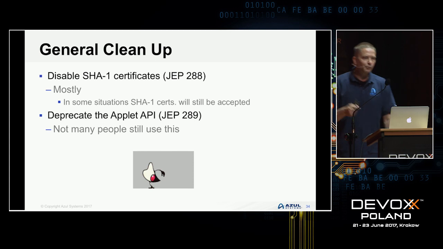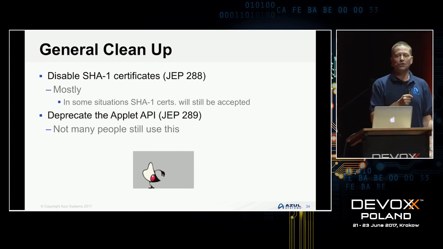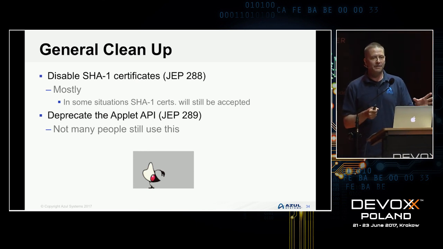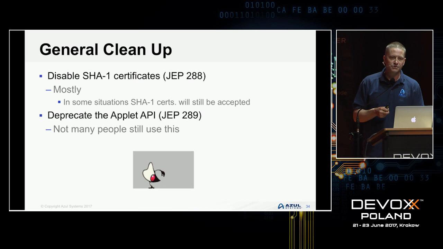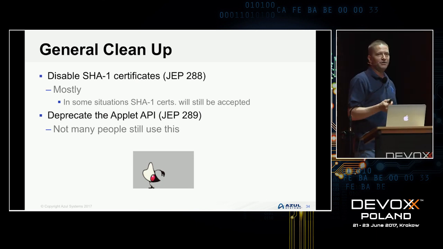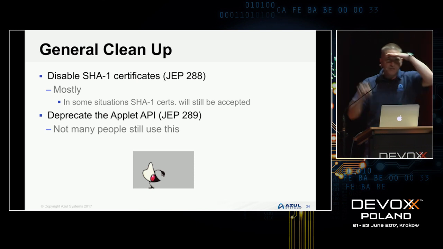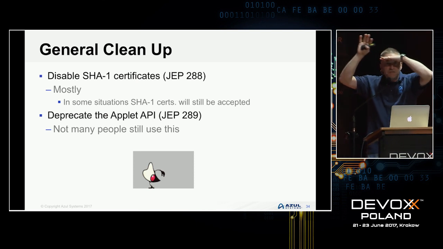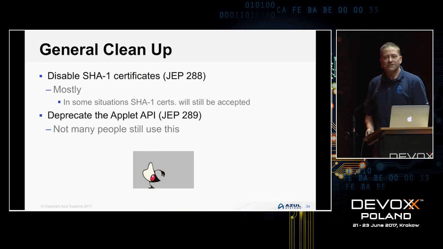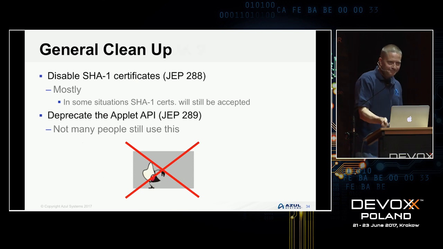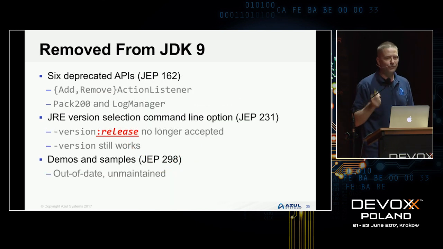Some general cleanup. One is the disabling of most of the SHA-1 certificates. There are still a few situations where people do need SHA-1 certificates, so they will be accepted. And the applet API is finally being deprecated. Anybody still using applets? I do not see many hands. I don't see any hands. OK. Well, sadly, that means that tumbling Duke will tumble no more. Right, removed from JDK 9.